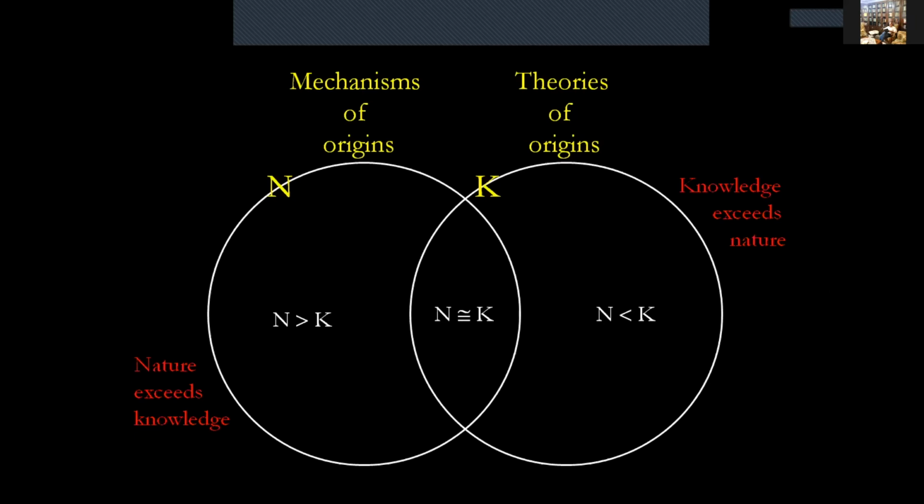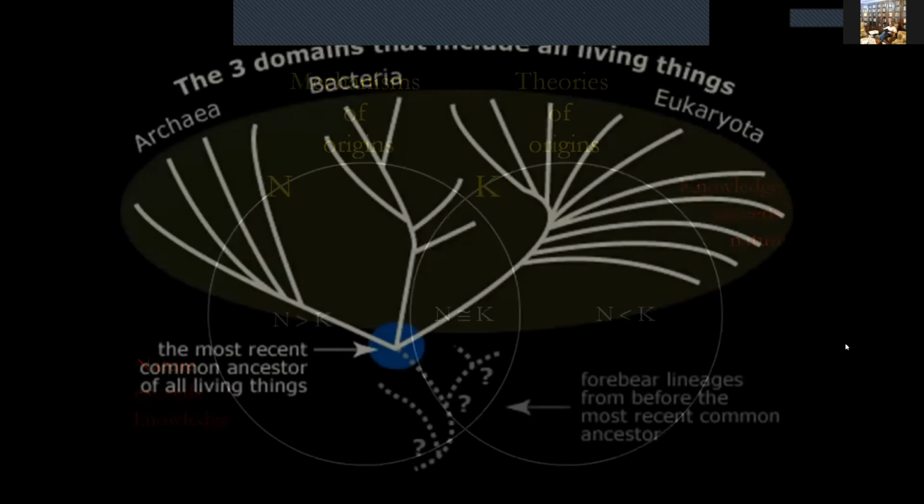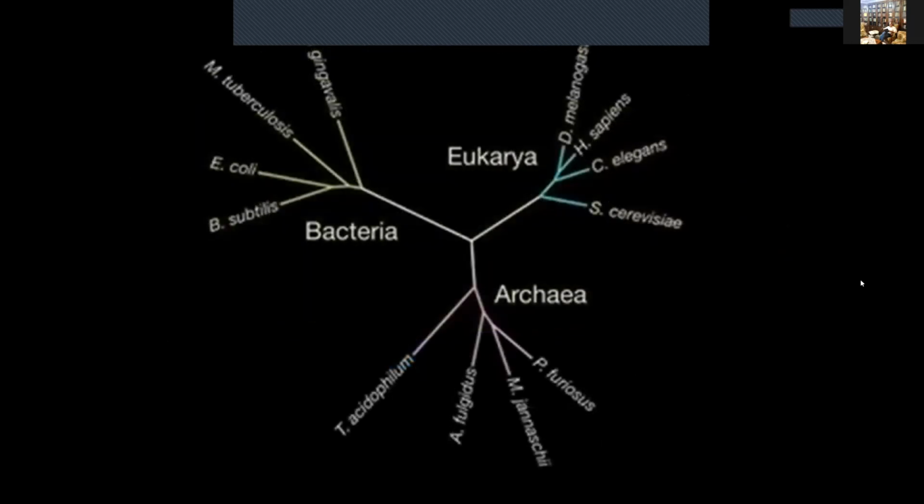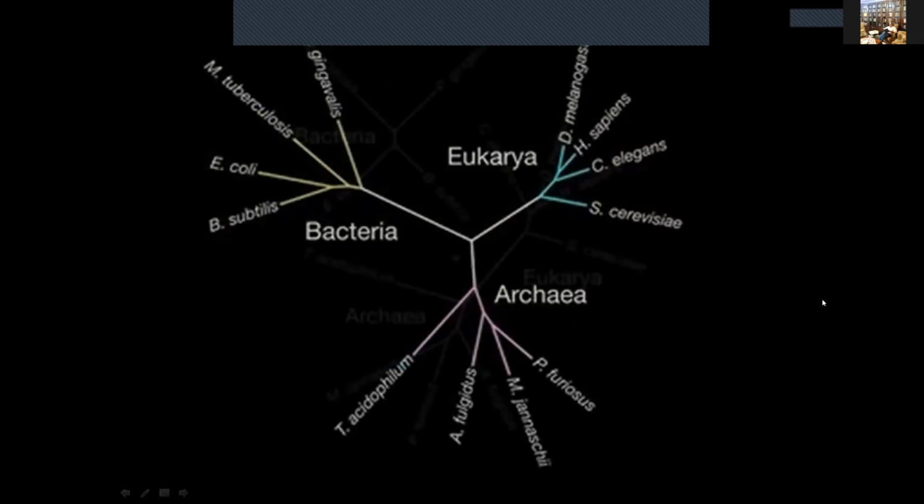There could be theories we come up with with no exemplification in history. There could be mechanisms of which we have no theory yet, and there could be mechanisms of which we do have a theory and do have knowledge. So in this well-known illustration of the three domains of life, the archaea, the bacteria, and the eukaryota, we see them all connected to the same root, as though there were one source, one mechanism by which they came about.